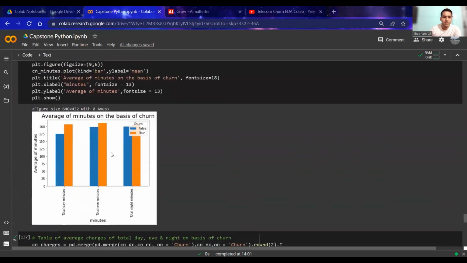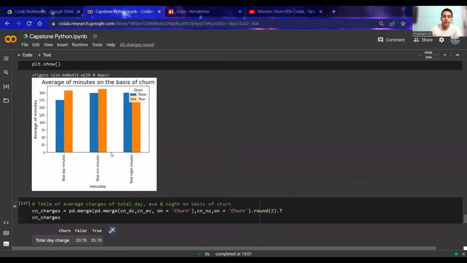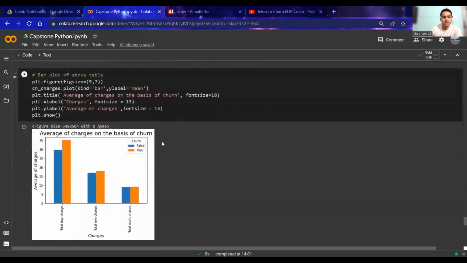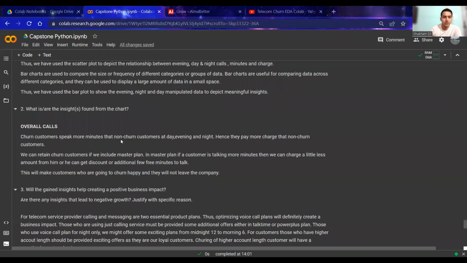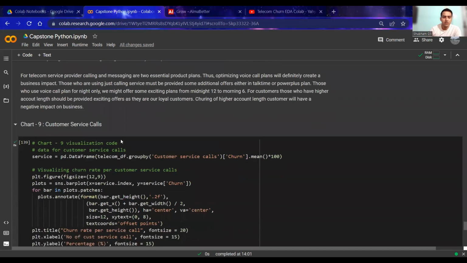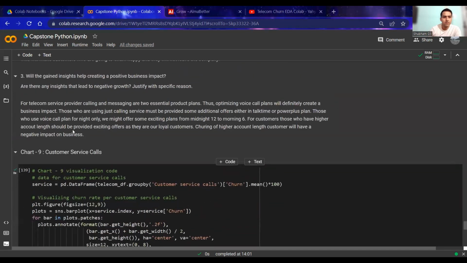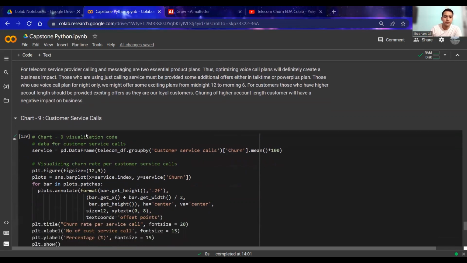Now the average of minutes on the basis of churn is plotted here, and we have also plotted the average of charges on the basis of churn here. And the insights we found: for a telecom service provider, calling and messaging are two essential product plans. Thus, optimizing voice call plans will definitely create a business impact.